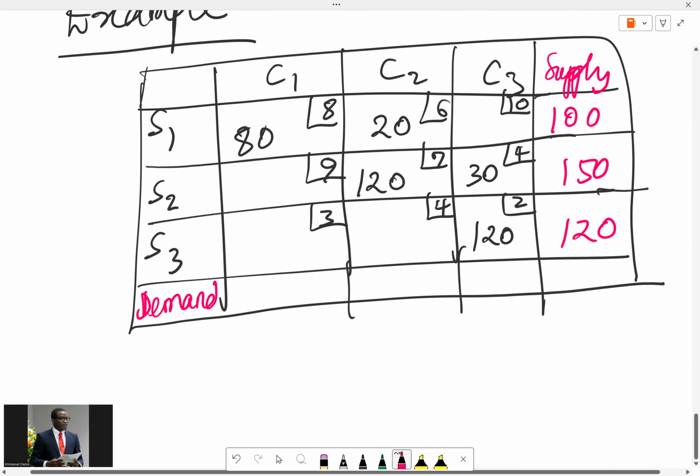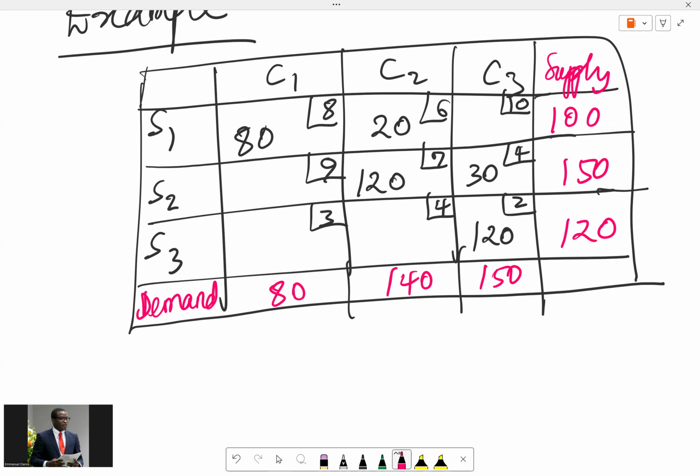The demand. That's 80 for this. Then we have 140 here. That's 120 plus 20. And then we have 150 here. So if you add everything together, this is 290 plus 80. So you see that everything here is 370 for demand and supply. So we have a balanced thing. So we don't need to do anything extra, like I keep saying.